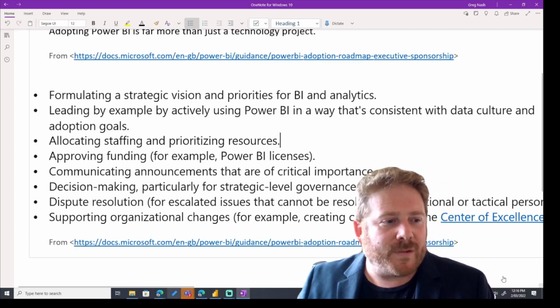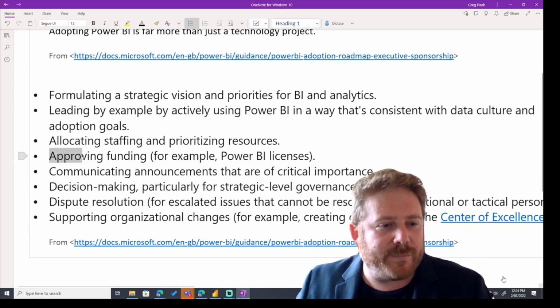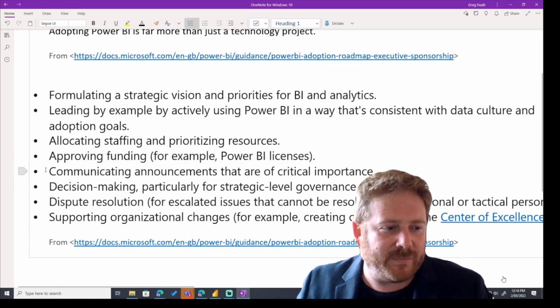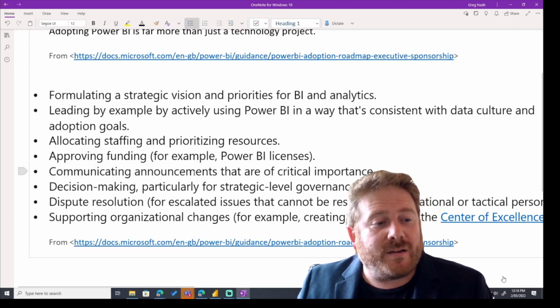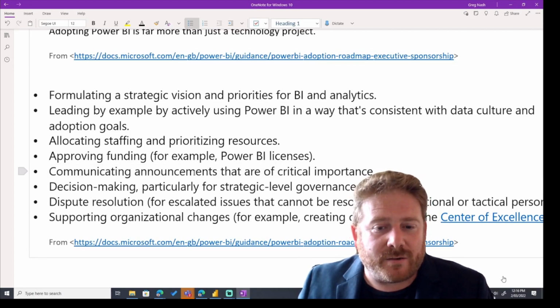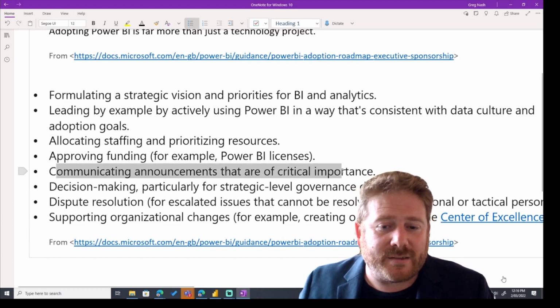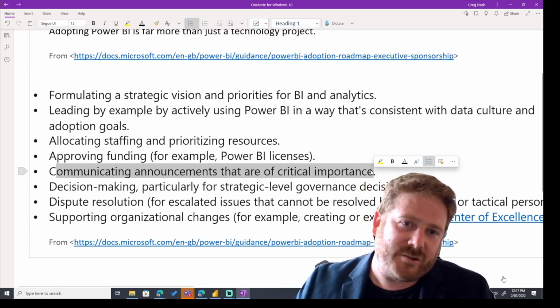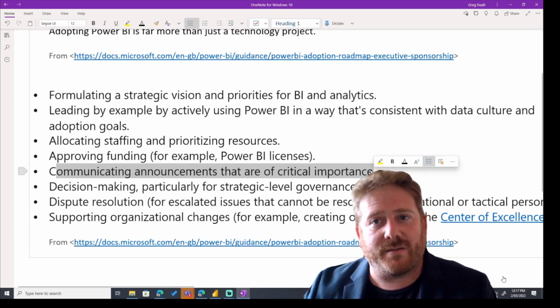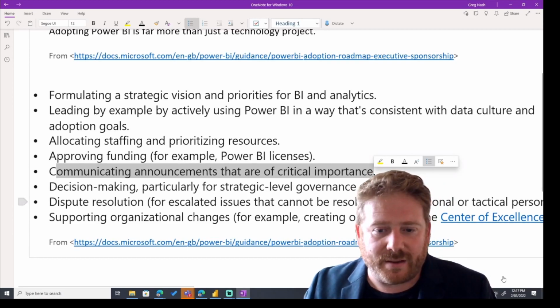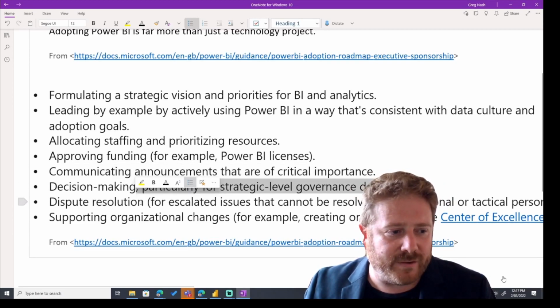Okay, what else can our executive sponsor do? They can approve funding, of course. So these are the people who pay. Communicating announcements that are of critical importance. So that's broadcasting, we're putting Power BI in the organization, getting all those things out to their wider audience. They have that level of authority.